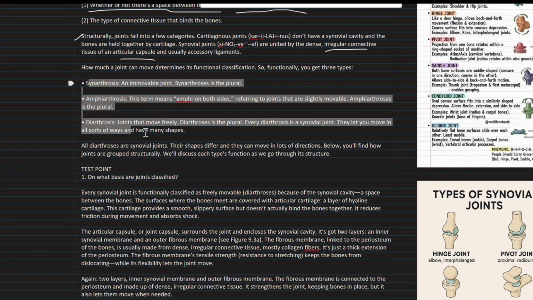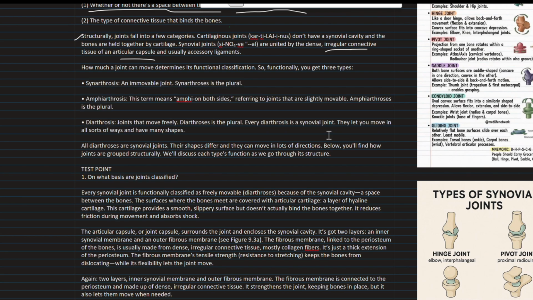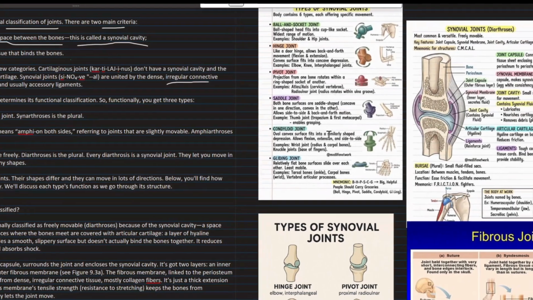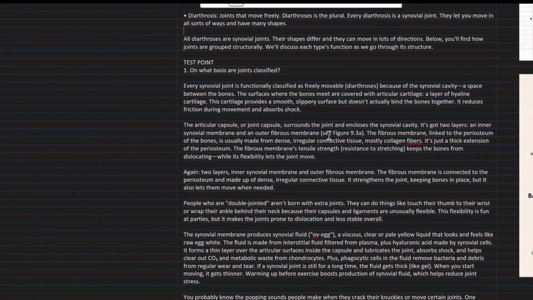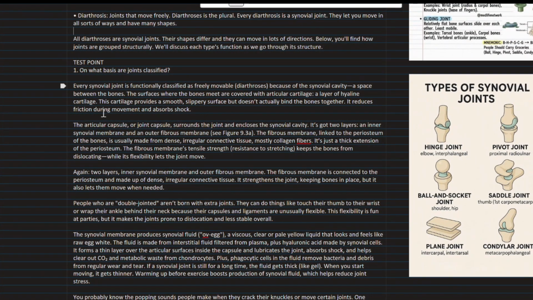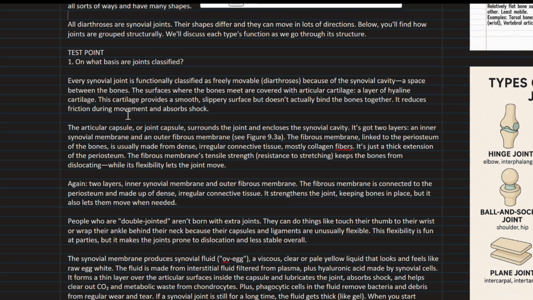Synarthrosis, an immovable joint. Amphiarthrosis, this term means amphi, on both sides, referring to joints that are slightly movable. Diarthrosis, joints that move freely. Every diarthrosis is a synovial joint. They let you move in all sorts of ways and have many shapes. Their shapes differ and they can move in lots of directions.